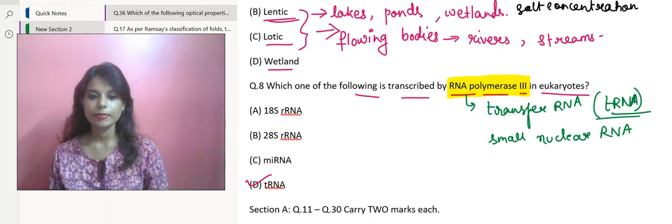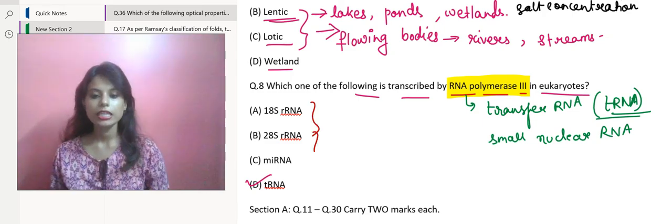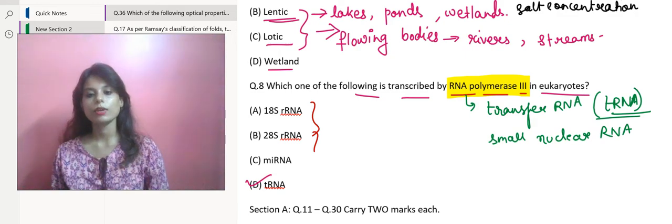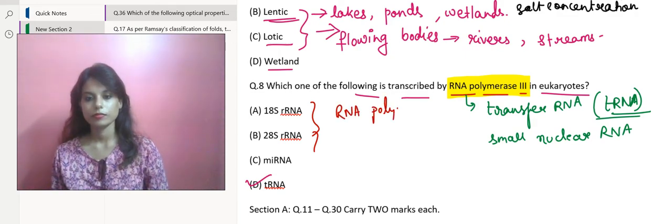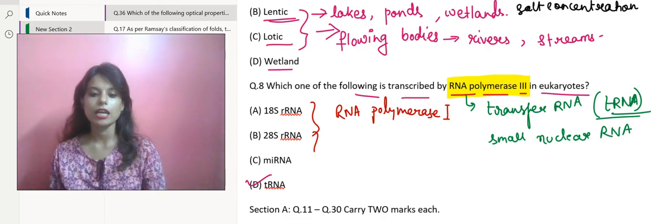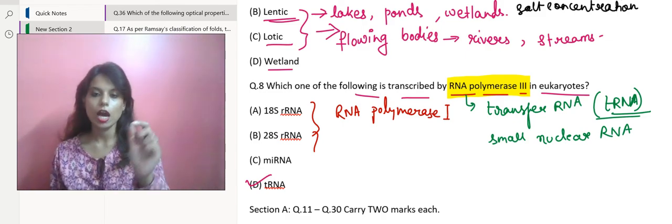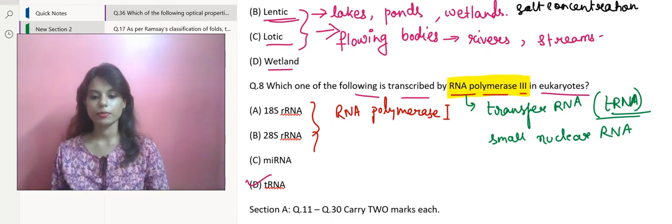Let's discuss 18S RNA and 28S RNA. Now these two are transcribed by RNA polymerase 1, which is responsible for transcribing the large ribosomal RNA, that is the rRNA we call it, genes that make up the majority of the ribosome.